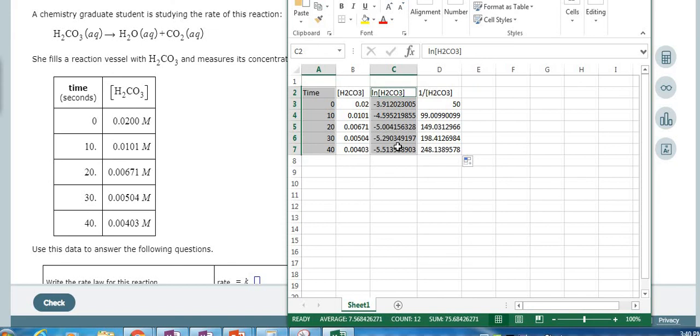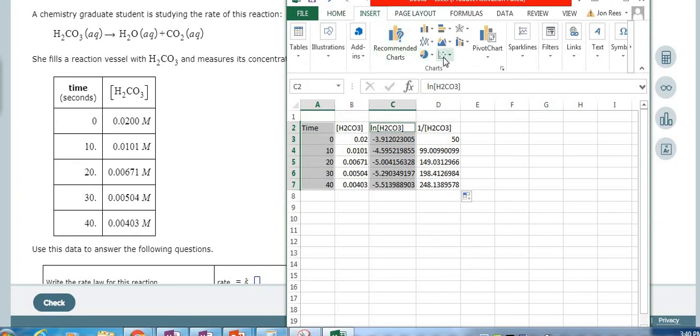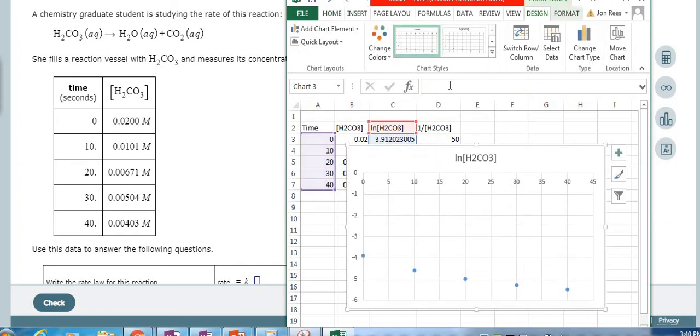And so if I click on my Excel, let me move this down so it's in the screen. If I click on Insert, a chart, I'm going to do a scatter plot. Okay, so here's my scatter plot, and I can look right away. To me, it is definitely not linear, so this is not first order kinetics.